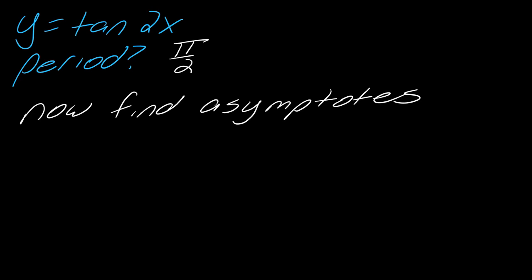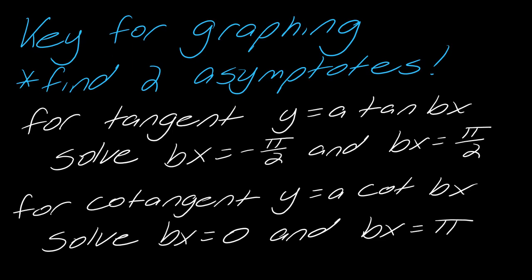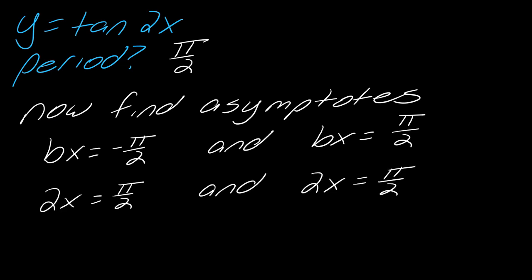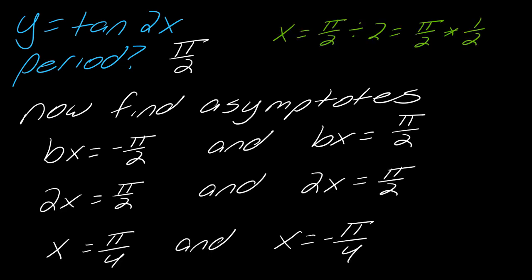The other thing you want to do is find the asymptotes. That's where this information comes back into play. bx equals negative pi over 2 and bx equals pi over 2. These are the two equations I want to use, but I have to modify them for what I've got here, so I put 2 in that b position. So set them up like this. If I solve for them, I get x equals pi over 4 and x equals negative pi over 4. If you didn't follow the math on that, I have to divide both by 2, and pi over 2 divided by 2 comes out to pi over 2 times 1/2. That's just showing you what my math was.